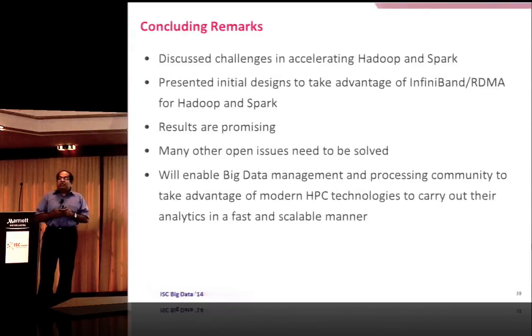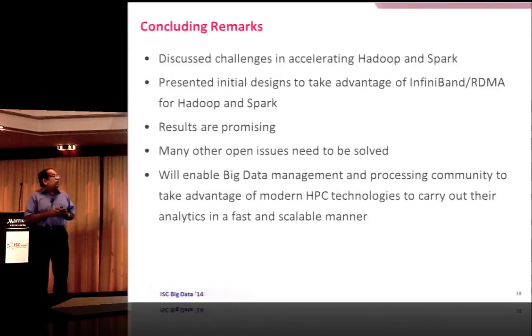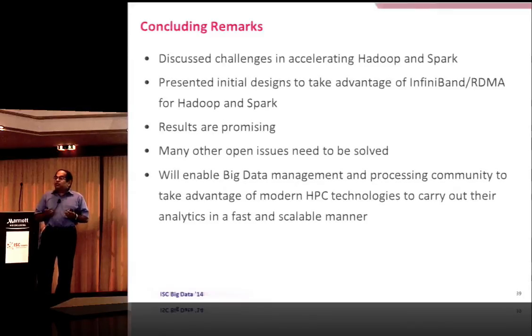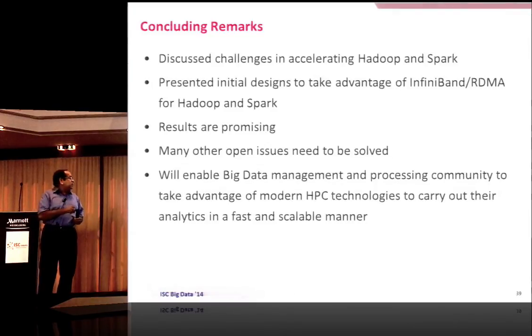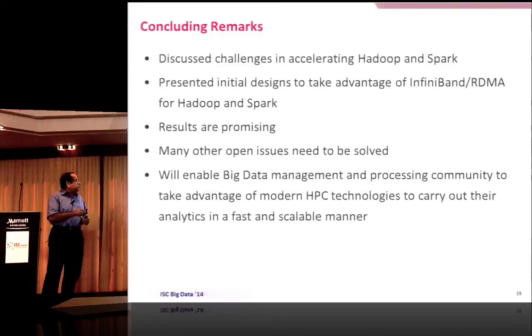So with this, let me conclude the presentation. I discussed some of the challenges in accelerating Hadoop and Spark and presented some initial designs. These results are very promising, but of course there are a lot of other open issues which need to be solved. If we can solve all these open issues and put them together, then we will be able to enable the big data management and processing community to take advantage of these modern HPC technologies to solve our big analytics problems.